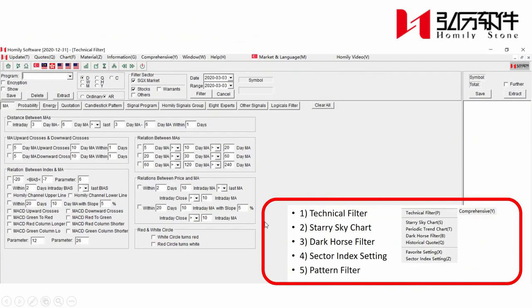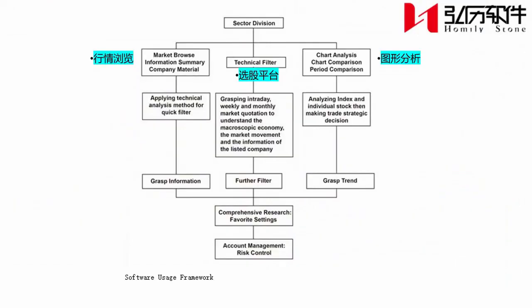And then in the filter, we have 5 different kinds of filters, and each one can help us pick the strongest shares to consider. Technical filter, starry sky from the PE ratio and PB ratio, dark horse filter, sector index setting, even the pattern filter. The software can do all of them. So we will learn the filter in our 7th lesson. Okay, so now this is the software framework.